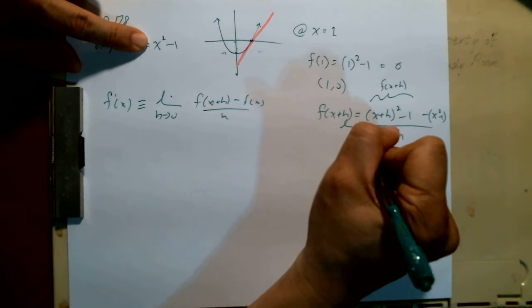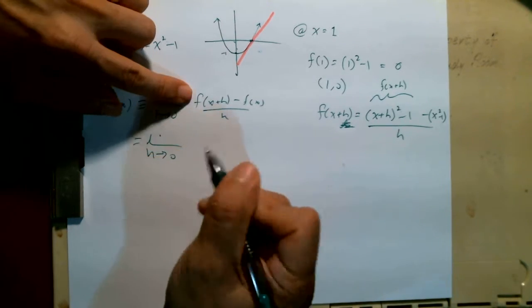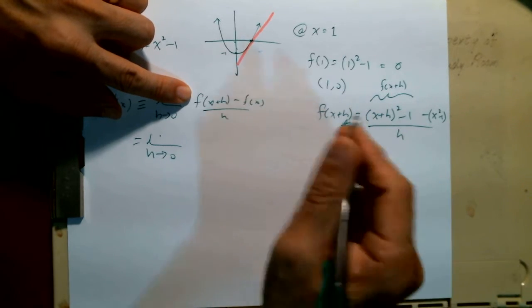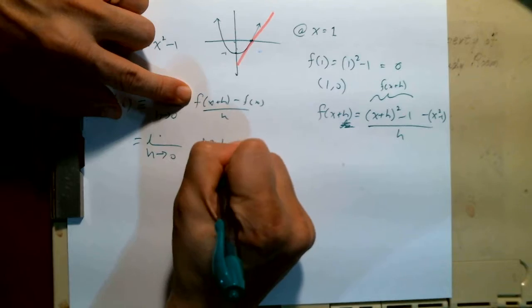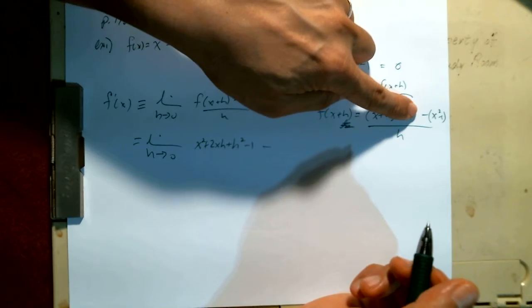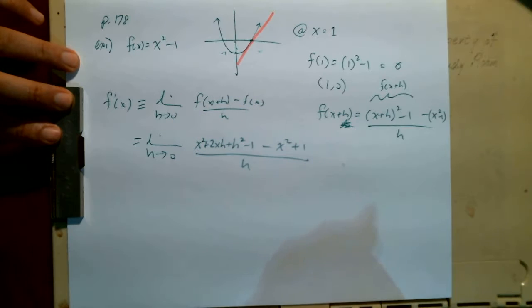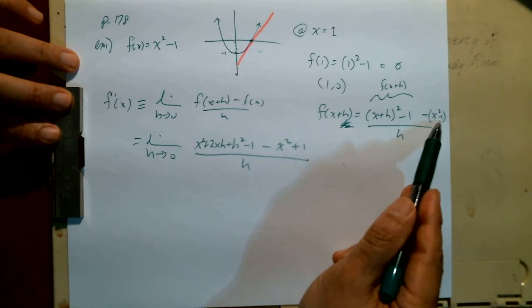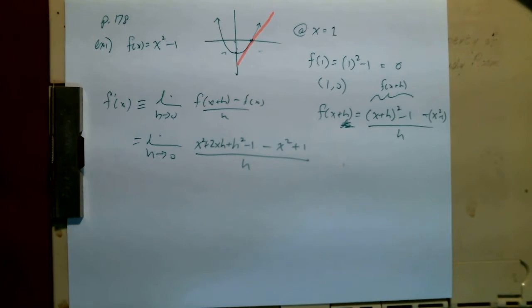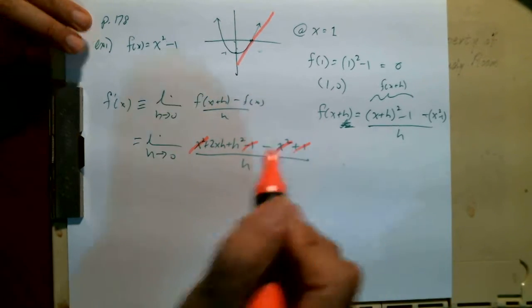So that's equal to the limit as h approaches 0 of, I'm going to distribute this out. You have to distribute this out. This is where the algebra gets a little bit hairy. x squared plus 2xh plus h squared minus 1. I'm going to distribute the minus over here. You end up with minus x squared plus 1 all over h so far. So don't forget to distribute that, x squared minus 1, minus x squared plus 1. You will notice a lot of things will cancel here. x squared will cancel. Minus 1 and plus 1 will cancel.